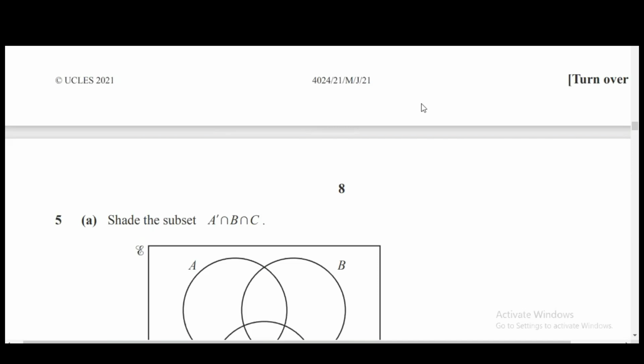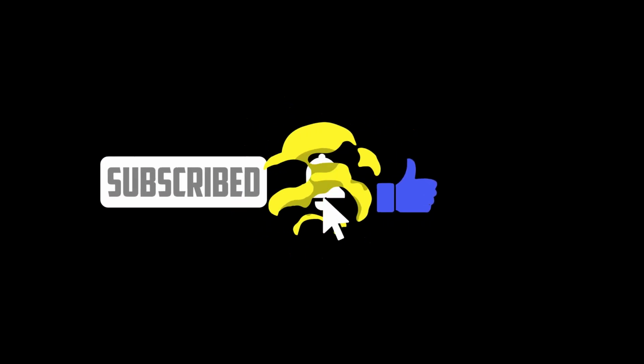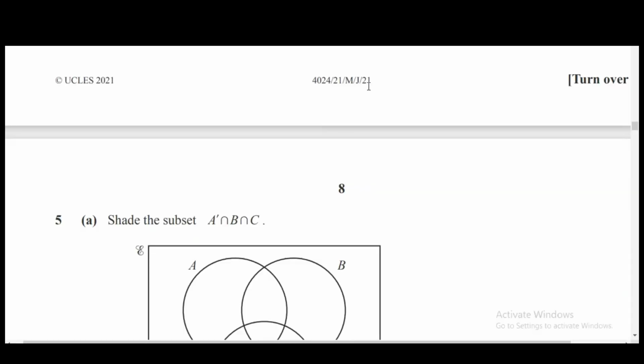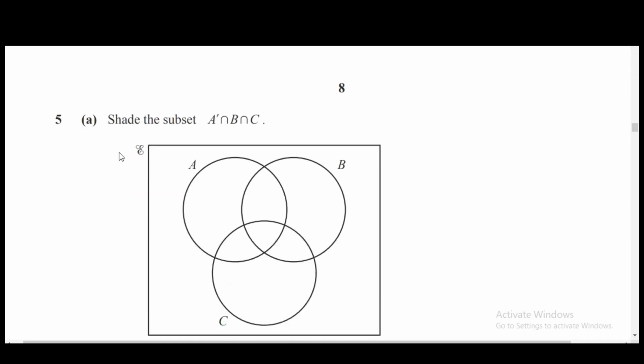In this video, I'm going to give some techniques on how to attempt past paper questions of May/June 2021, all variants from the topic sets. This is question number 5. In part A, shade the subset A complement intersection B intersection C.